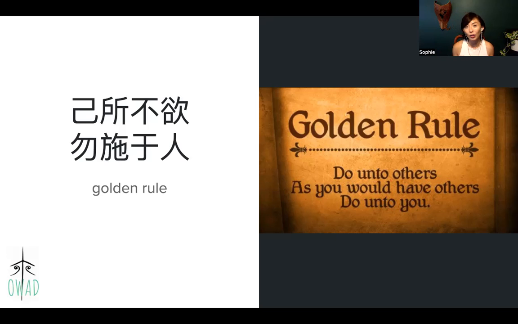That's the best we can do because we only have limited information about other people, but we know what we would like to be treated like. So we want to treat other people the same way. So that's the Chinese golden rule. If you can say this line, 己所不欲，勿施于人, to a Chinese friend, they will be impressed.